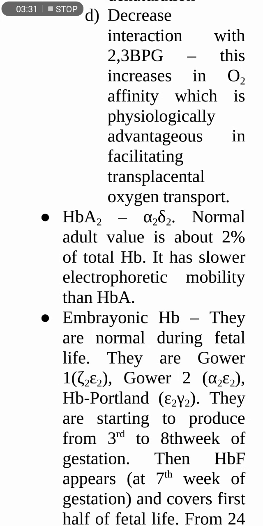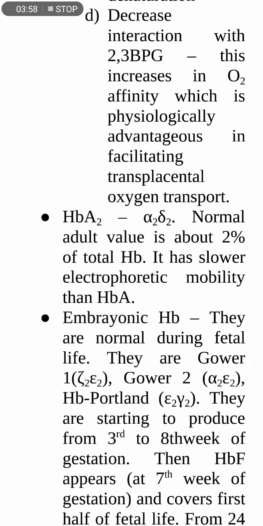Next, hemoglobin A2 is composed of 2 alpha chains and 2 delta chains. In normal adults, the value is up to 2% of total hemoglobin, and it has slower electrophoretic mobility than adult hemoglobin.